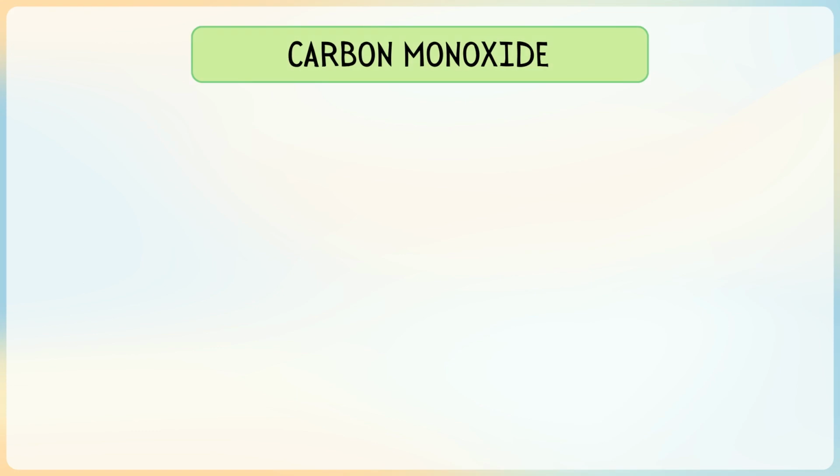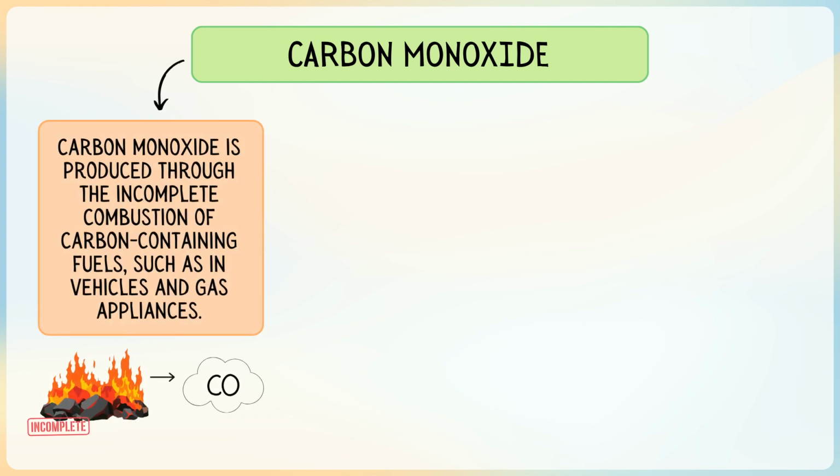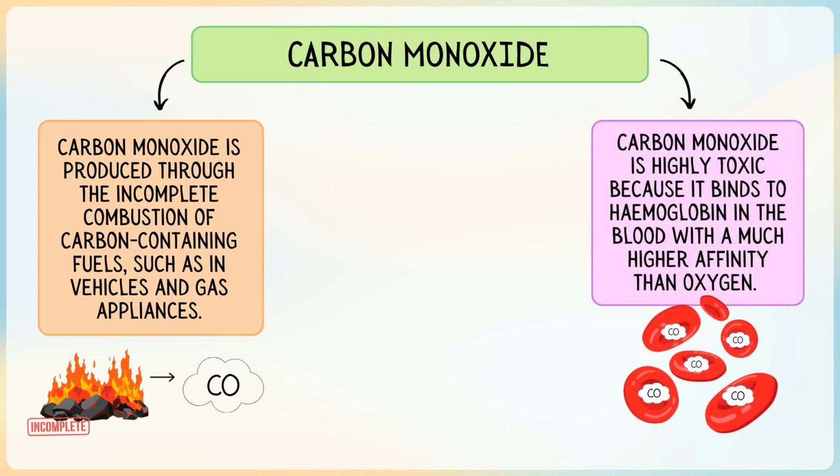In today's lesson, we delved into the toxic nature of carbon monoxide, CO, focusing on its properties and the challenges associated with its detection. We learned that carbon monoxide is produced through the incomplete combustion of carbon-containing fuels, such as in vehicles and gas appliances. CO is highly toxic because it binds to haemoglobin in the blood with a much higher affinity than oxygen.